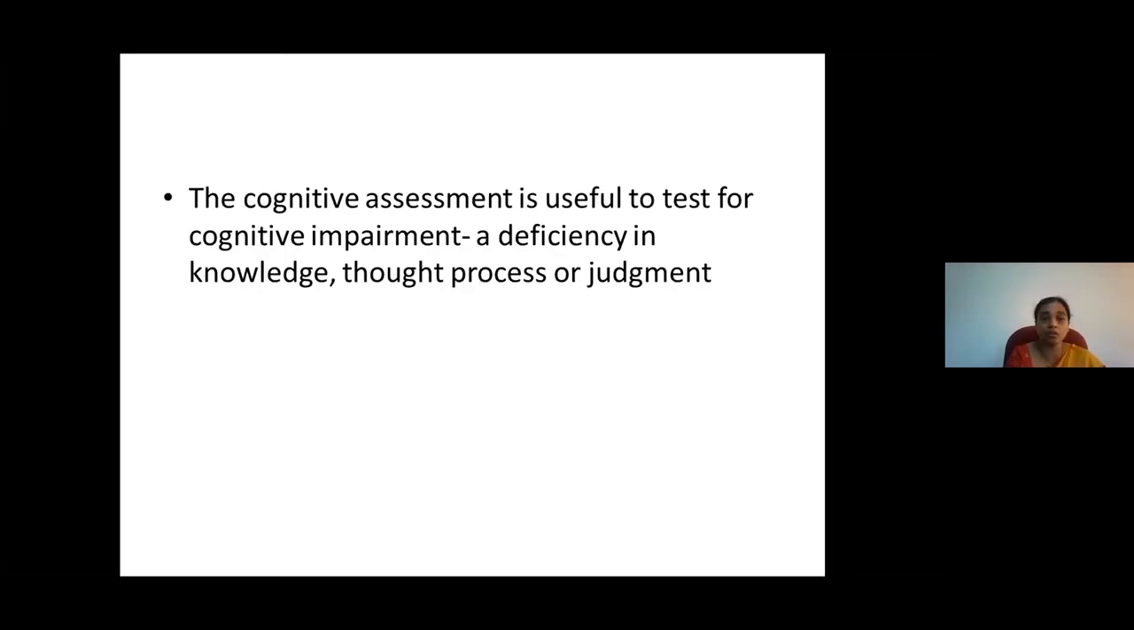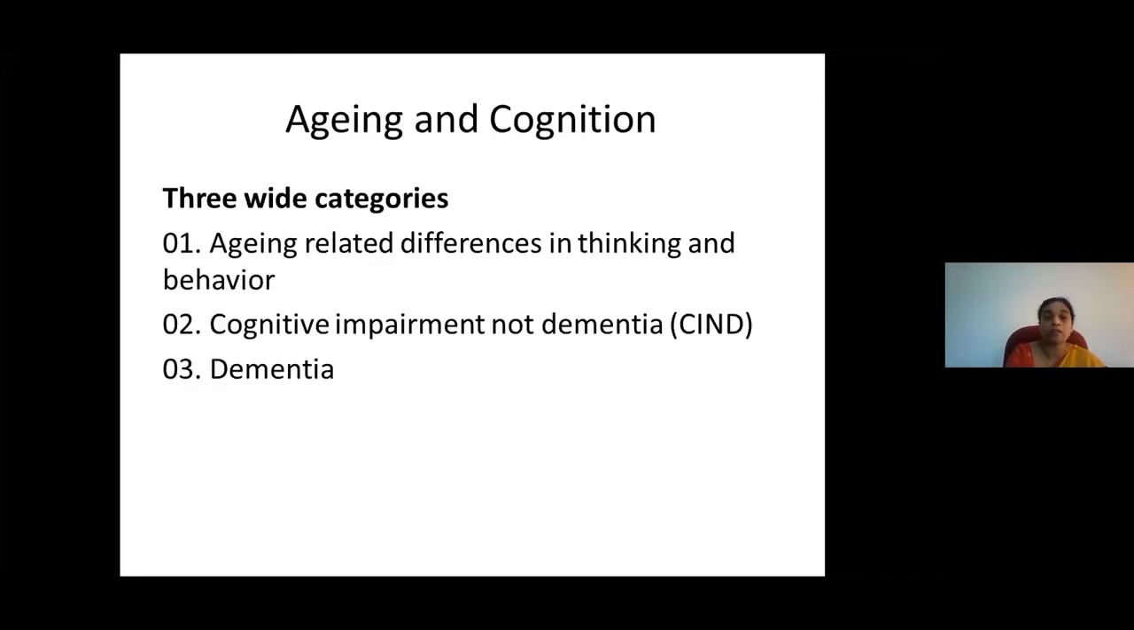We all know cognitive assessment is useful to test for cognitive impairment. The main three areas we are concerned with are the deficiency of their knowledge, thought process, and judgment. So we concentrate on these three areas when we do a cognitive assessment. Aging and cognition have a very close relationship. We all know that. There are three wide categories in their cognition.